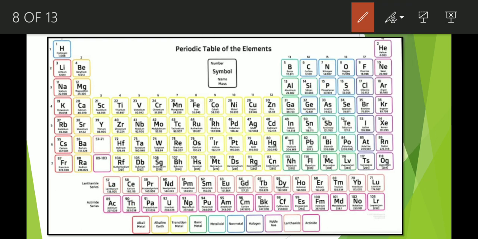The first element of lanthanide series is cerium and the last element is lutetium. The first element of actinide series is thorium and the last element is lawrencium. You have to remember these four elements. Why? Because often a question comes, what is the first and the last element of these two series? Then you have to write the names of these four elements.